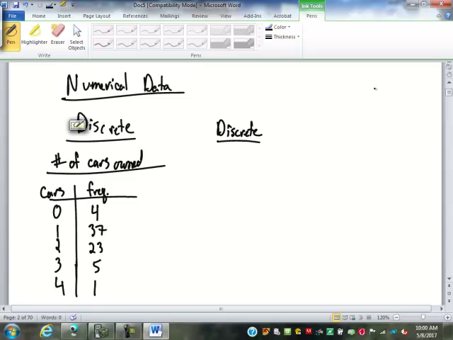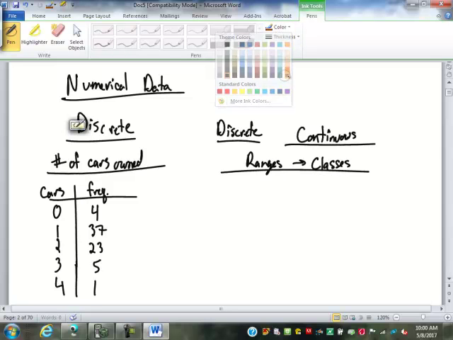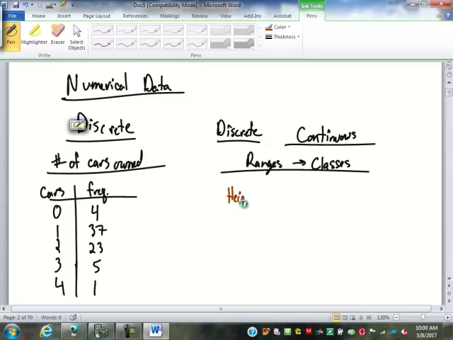If we have discrete with a large number of possibilities or continuous data, we can't list individual values like this. We have to do ranges. And those ranges are usually referred to as classes. So let's say we're looking at height and frequency.